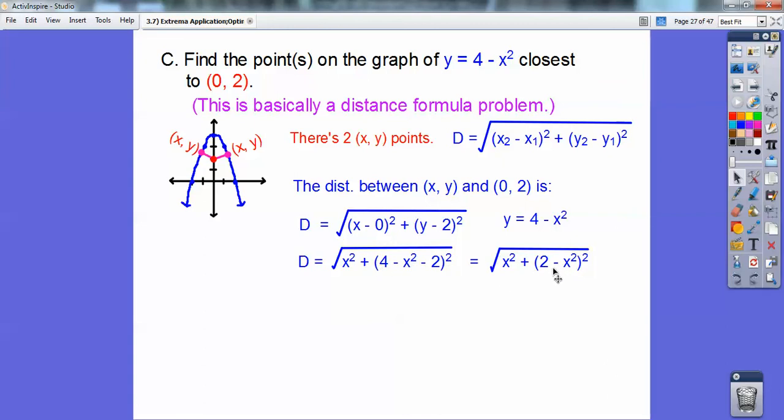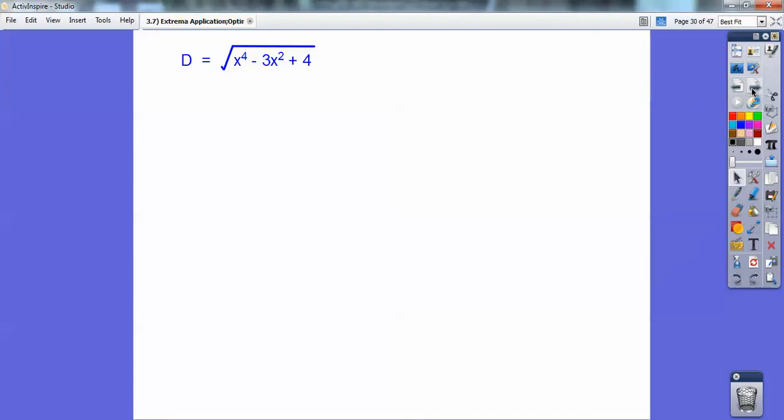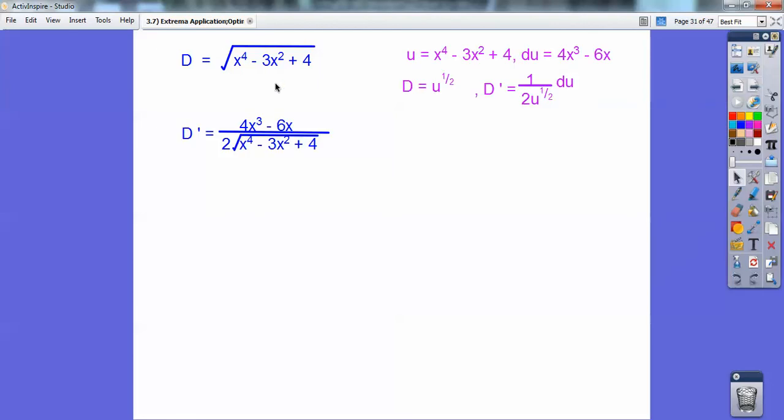Going to FOIL that out and clean it up with the x squared right there before I take the derivative. So there it is, FOILed out. There it is, cleaned up. Okay, and I just have it on the next page right here. Little u substitution. I let u be the inside stuff right there. So then this becomes d equals u to the 1/2.